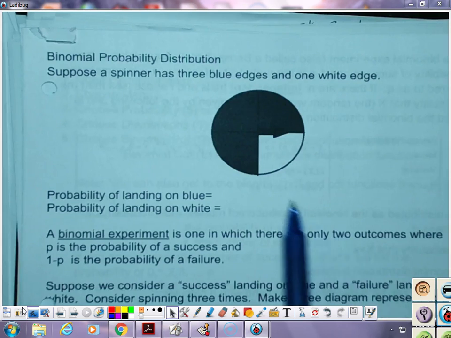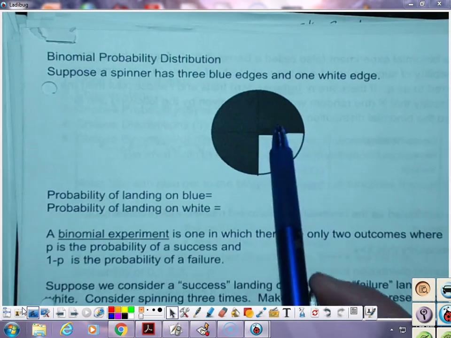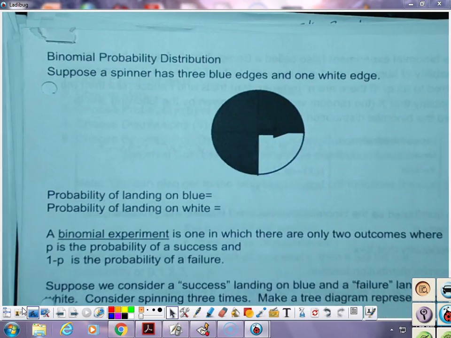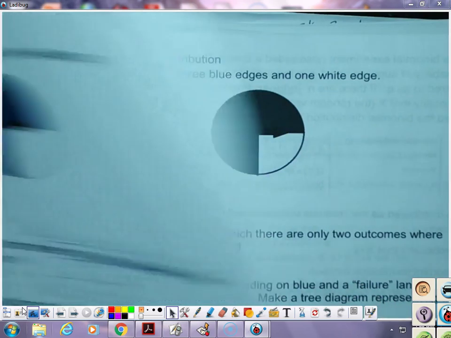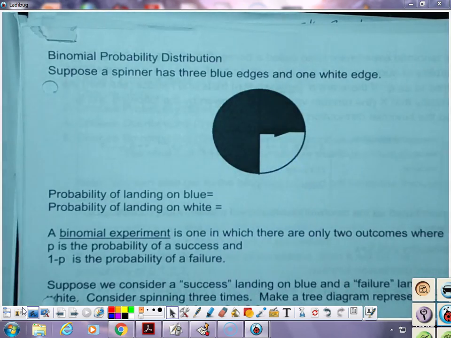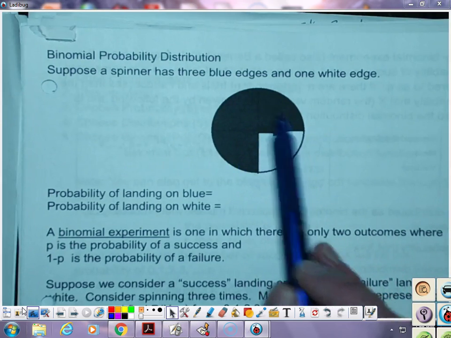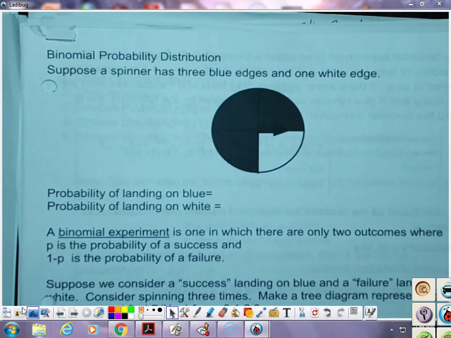Okay, so what I've got is a spinner, and you need to use your imagination because it says it has 3 blue edges and 1 white edge. So pretend that these are blue. You have 3 blue portions and 1 white portion. If I spin this, I can only get blue or white. That's only 2 outcomes. If I made one that was red, so that there was a choice of spinning and getting red, white, or blue, it would no longer be a binomial distribution.